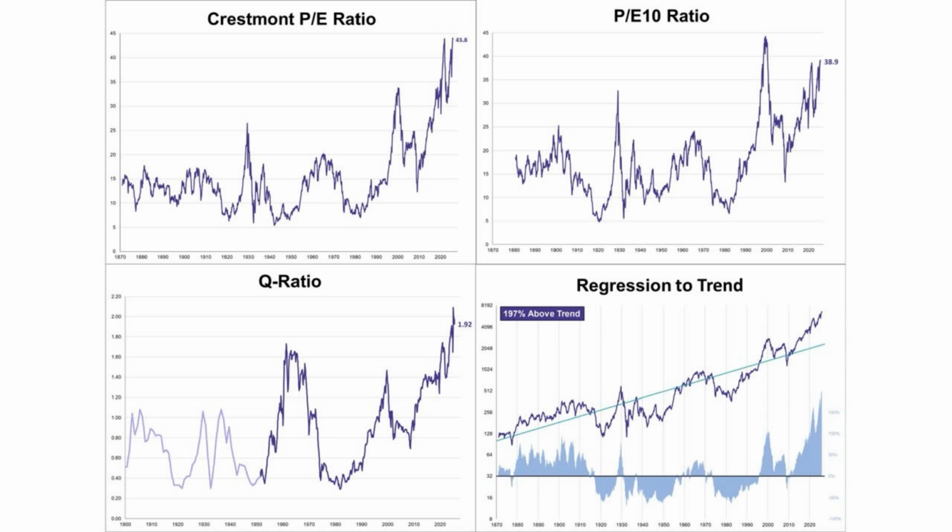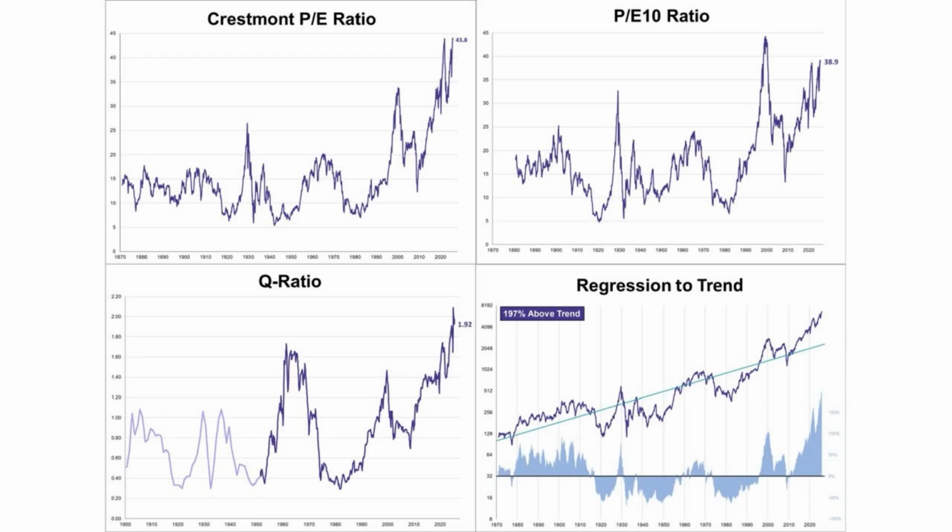And finally, the S&P 500 regression trend line. It examines the index relative to its historical growth trend using an inflation-adjusted trend line of the monthly average of daily closes. At the end of November, the inflation-adjusted S&P Composite Index was 193% above its long-term trend.